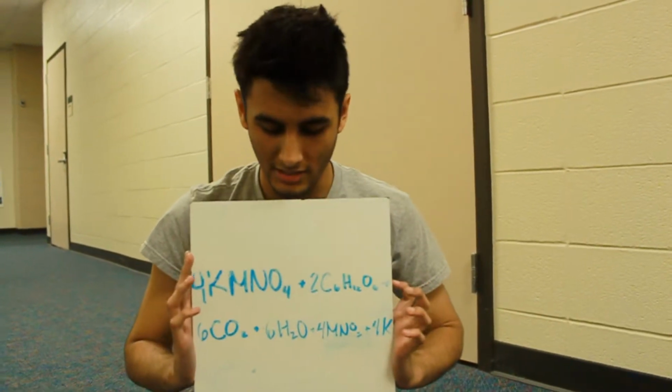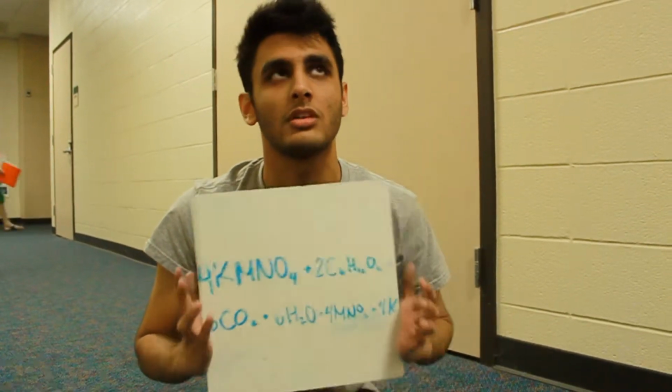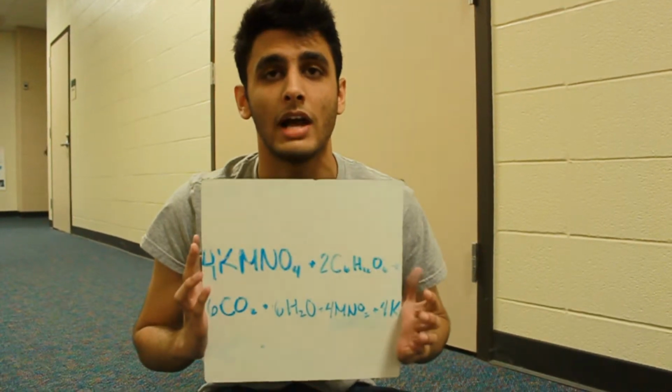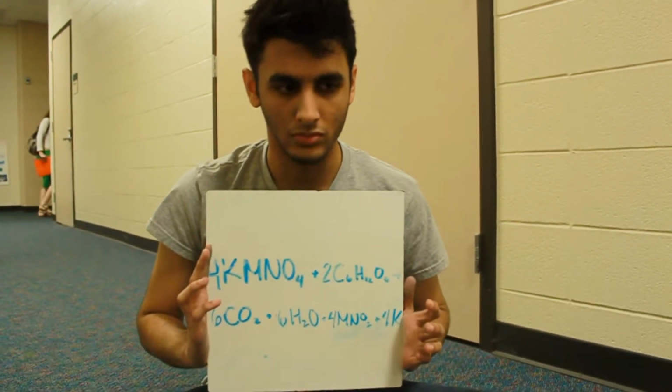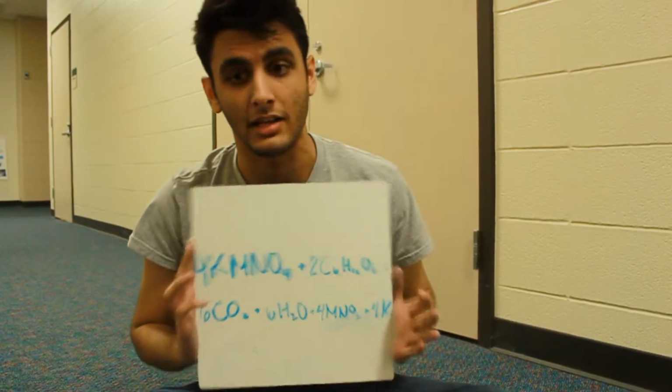So we're about to react this. It's potassium permanganate plus glucose, and what it does is it creates a really, really exothermic reaction. And we are predicting that it's going to be the second strongest.